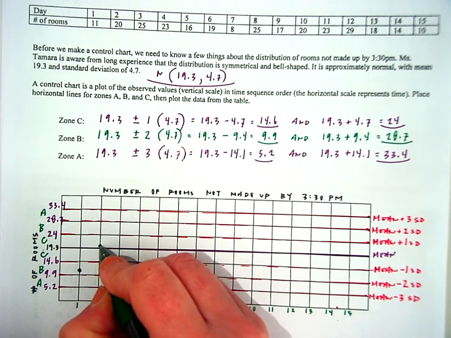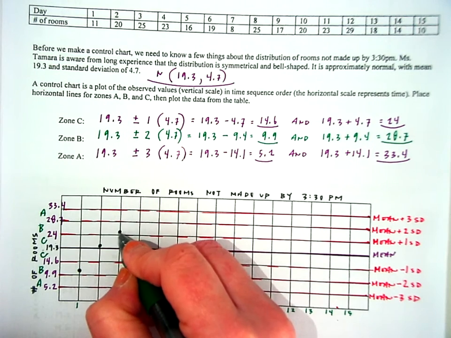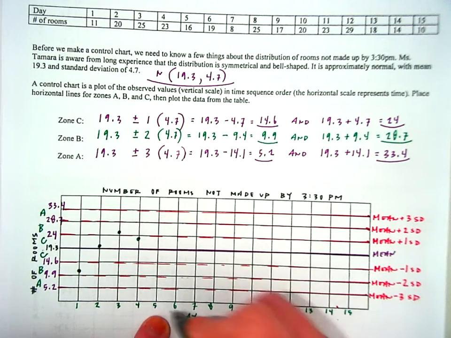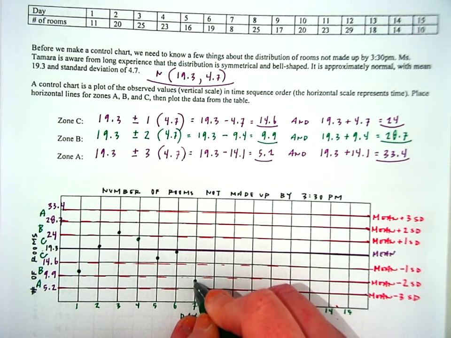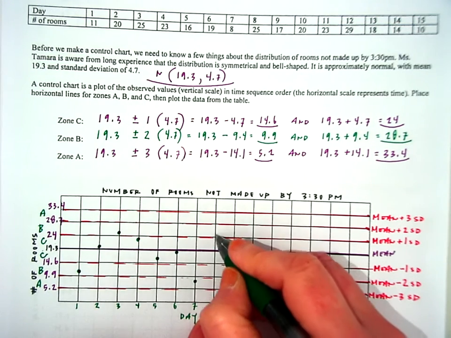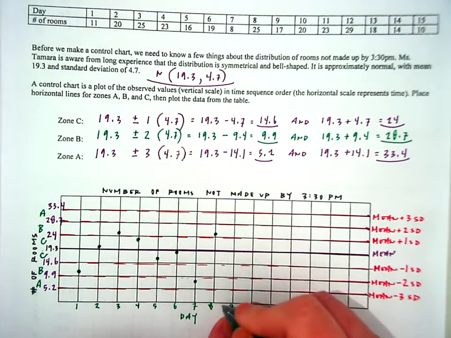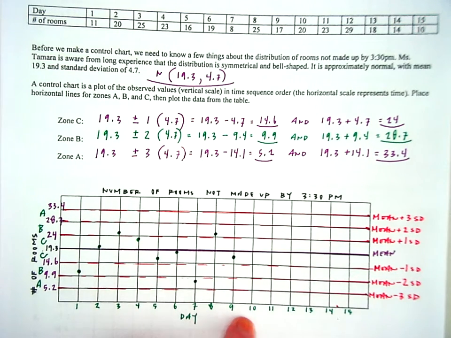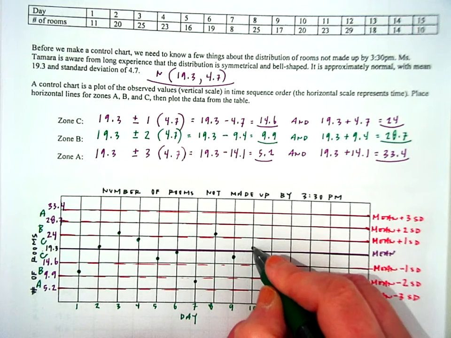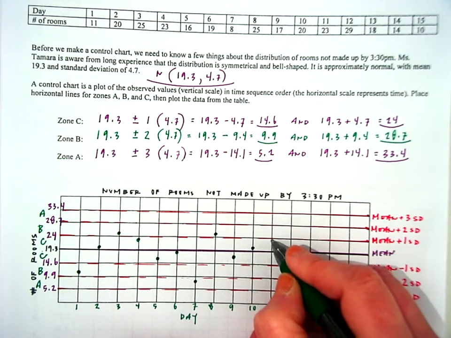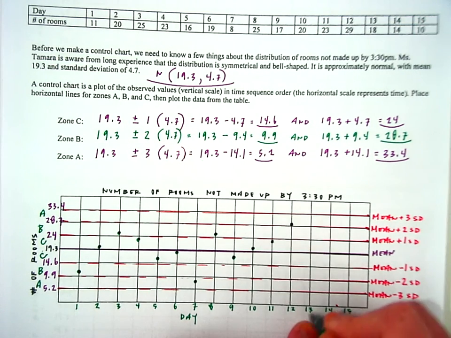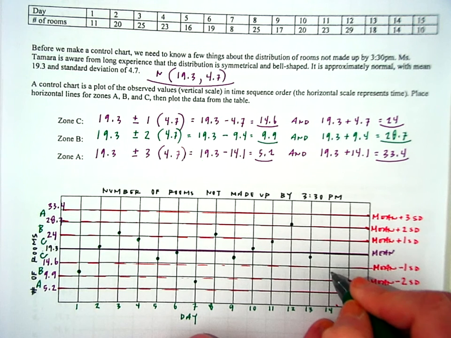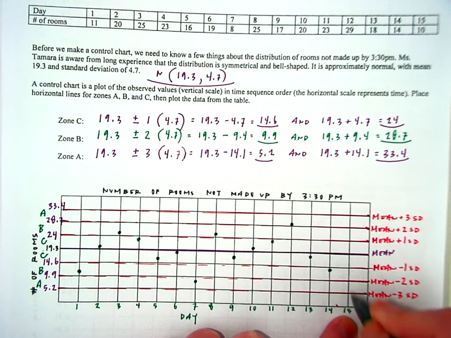2 and 20. 3 and 25. 4 and 23. 5 and 16, 6 and 19, just below the center line, 7 and 8, 8 and 25, 9 and 17, 10 and 20, 11, 23, 12, 29, 13, 18, 14, 14, and 15, 10, right there.